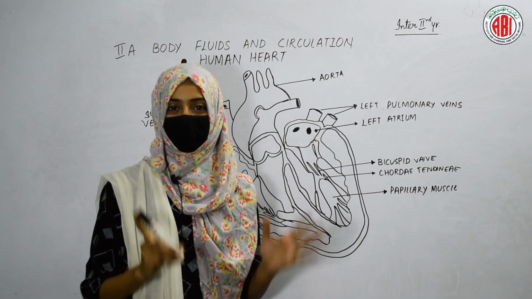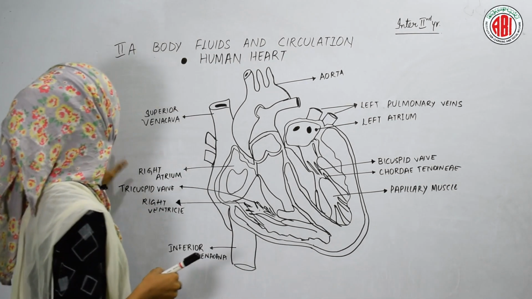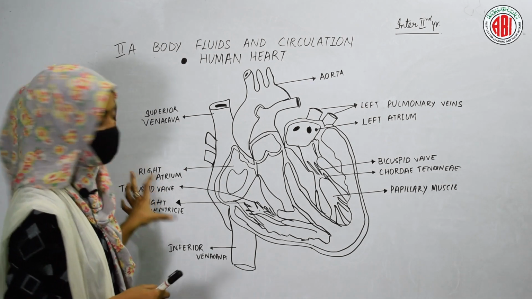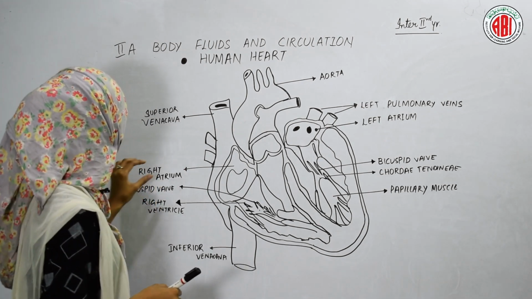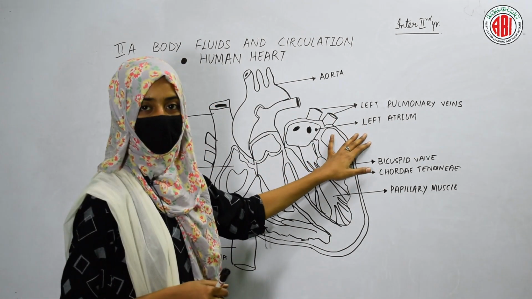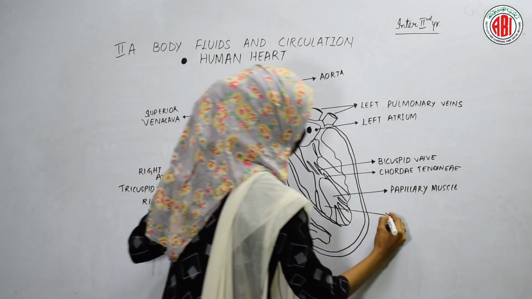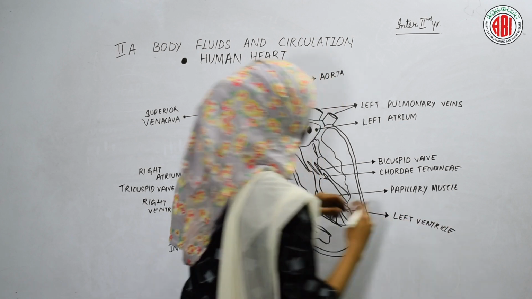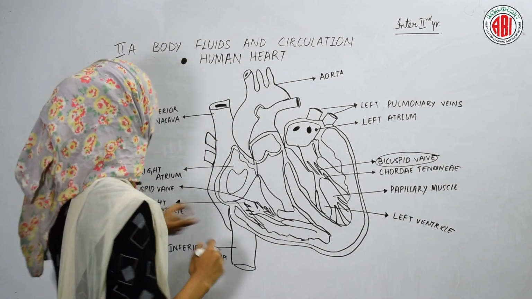Let us recall all the parts that are present in the internal structure of the human heart. Here the right atrium is present and the right ventricle is present, and between these two chambers a valve is present, and we call that valve the tricuspid valve. Likewise, on the left side, the left atrium and the left ventricle are present, and in between the left atrium and left ventricle, a valve is present, and we call that valve the bicuspid valve.